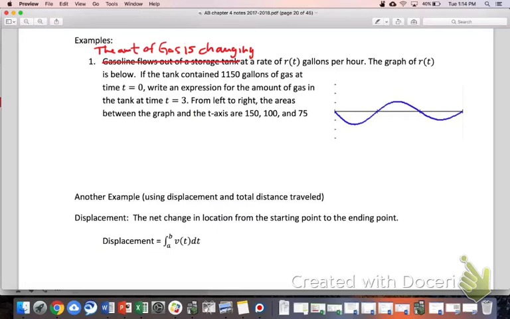The graph of R of T is shown off to the side there. The tank contained 1,150 gallons of gas at T equals 0. It gives us one directive and then sort of an implied directive. Write an expression for the amount of gas in the tank at time T equals 3. And then it gives some areas between the t-axis and that graph off to the right. So it gives us a couple things there. It's going to enable us to get a nice numerical answer in the end. But I want you to focus on this right now. Write an expression for the amount of gas in the tank at time t equals 3.